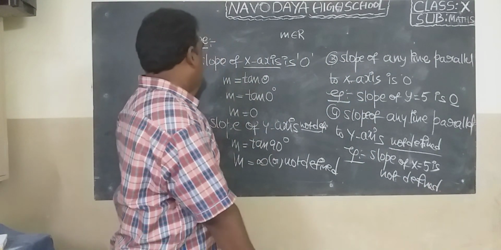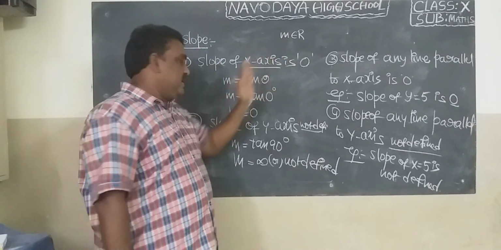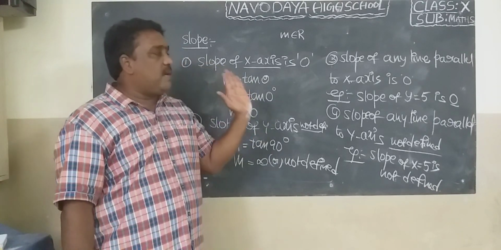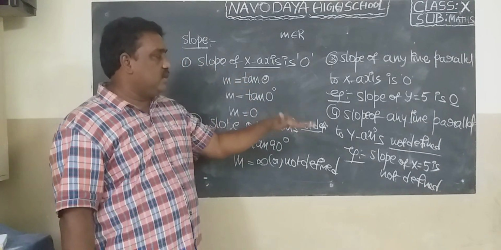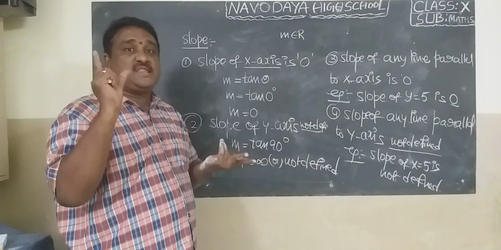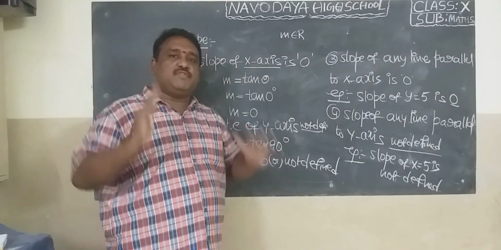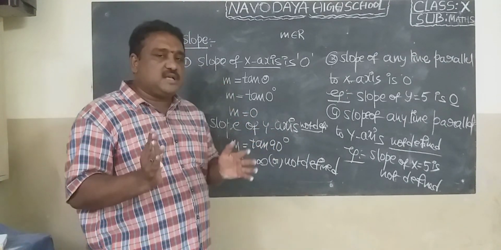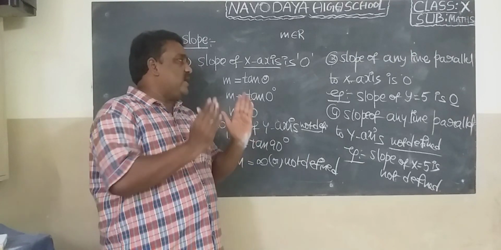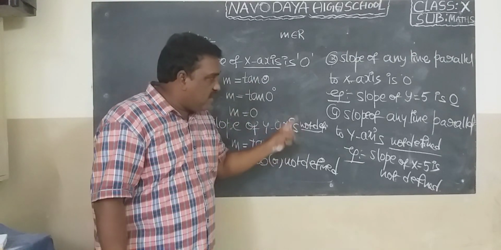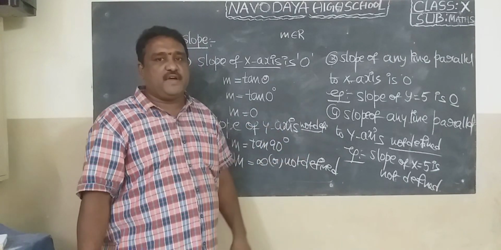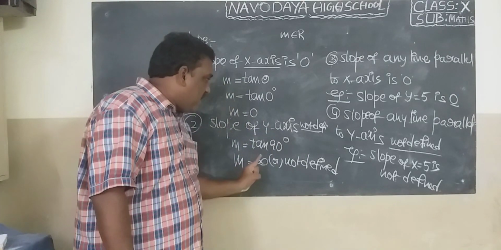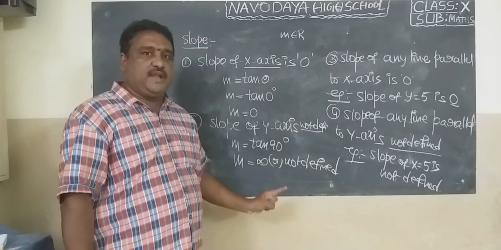So first point, slope of the x-axis is 0. Next point, slope of the y-axis is not defined. Third point, slope of any line parallel to the x-axis is 0. What are the lines parallel to the x-axis? y equal to any number, your wish. I took one line, y equal to 5. Its slope is 0 because y equal to 5 is parallel to the x-axis. Slope of any line parallel to the y-axis is not defined. What are the lines parallel to the y-axis? x equal to any number. Slope of x equal to 5 is not defined.